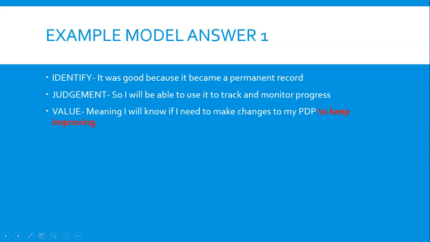You might want to say as well in there that it was on a piece of paper because it became a permanent record, or if you saved it on the computer and saved it in the file. The judgment is, so I'll be able to use it to track and monitor progress. And the value was that, meaning I will know if I need to make changes to my PDP. And what's really important is that you say to keep improving at the end. So just a wee tip to say that.